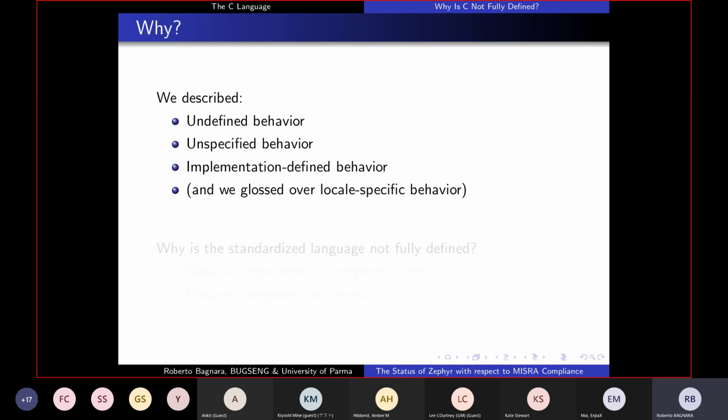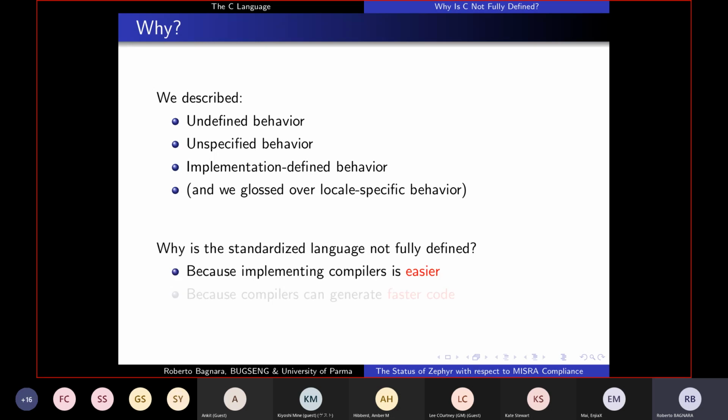So why is C not fully defined? There is undefined behavior, unspecified behavior, implementation-defined behavior, and we skipped the locale-specific behavior because it is less interesting for the topic of this mini conference, which is safety. So why is the standardized language not fully defined? The reason is basically that implementing compilers is easier this way. Not just that, it is easier to implement compilers that can generate fast code. This is the reason why the language is defined this way.